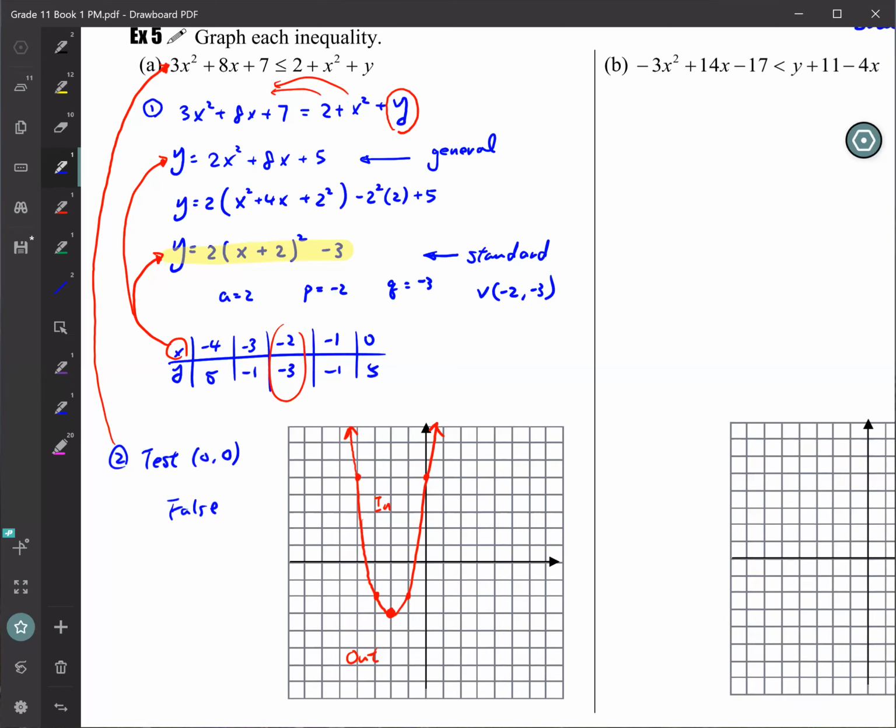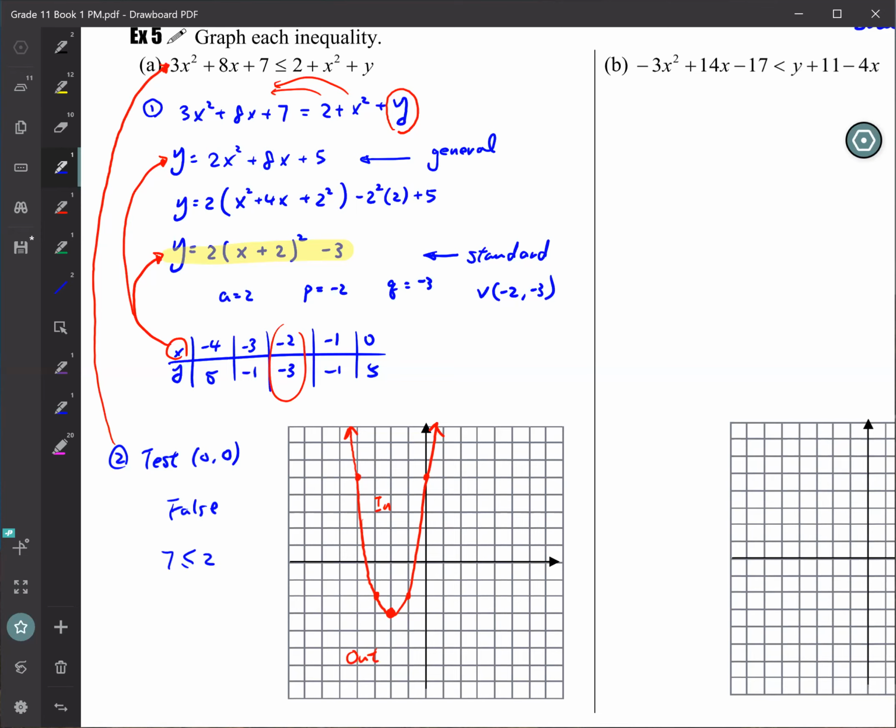Oh, not the general form, because general form doesn't have inequality. Okay, the general form, remember we change it to equal sign when we do general form. So that's why you always plug into the question. Oh, then it's because 7 isn't smaller than 2. Yeah, okay, 7 is not smaller than 2. 7 is bigger, okay? So if 0, 0 is false, do we shade inside or outside?